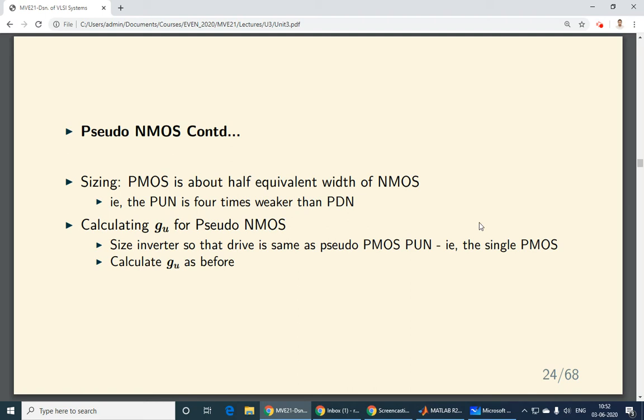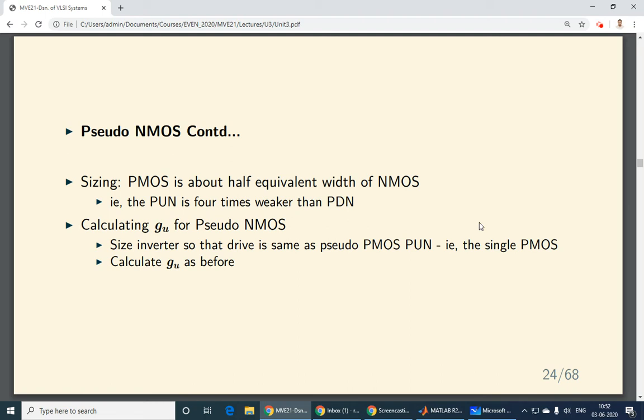And since we know that size is inversely proportional to resistance, if we make it half the size, then it will have how many times the resistance? Not 2 times, because PMOS per unit is already 2R. It will have approximately 4 times the resistance of the pull down network, and that is the equivalent voltage divider circuit that we want. So that is one condition.